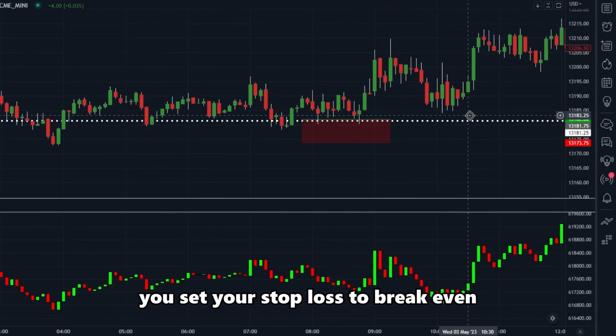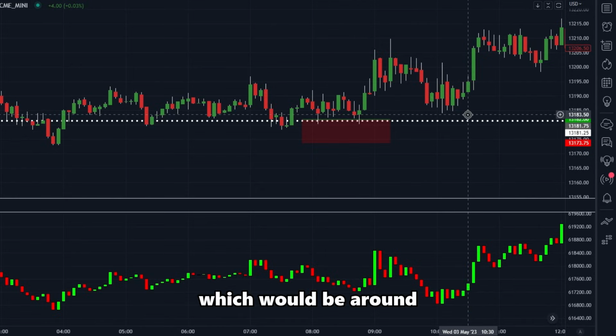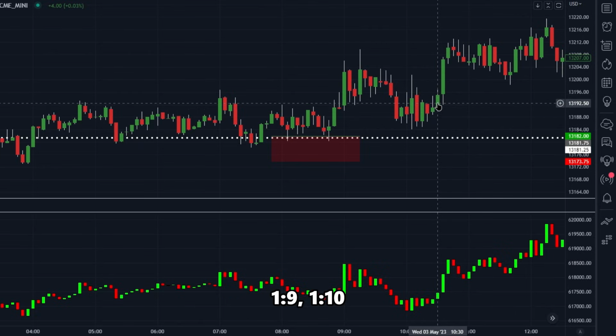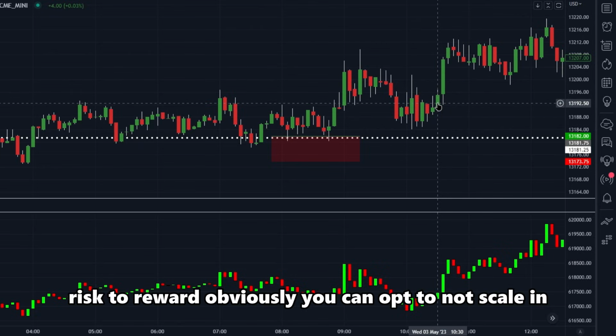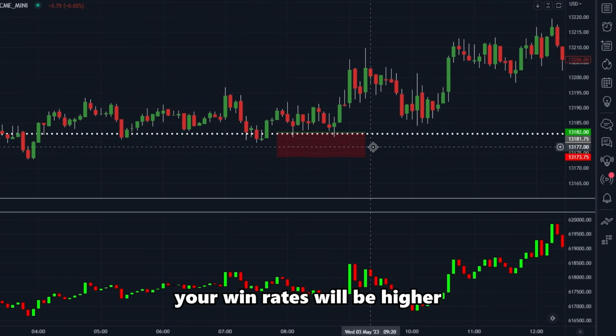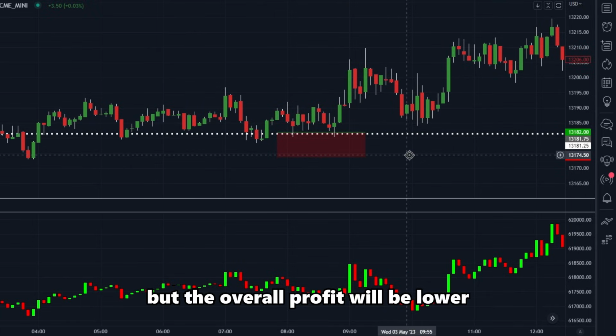You'll set your stop loss to break even. So that will be the average price between the first entry and the second entry, which would be around the 183.50 area. You would sell for like a 1:8, 1:9, 1:10 risk to reward. Obviously, you can opt to not scale in. Your win rates will be higher, but the overall profit will be lower.